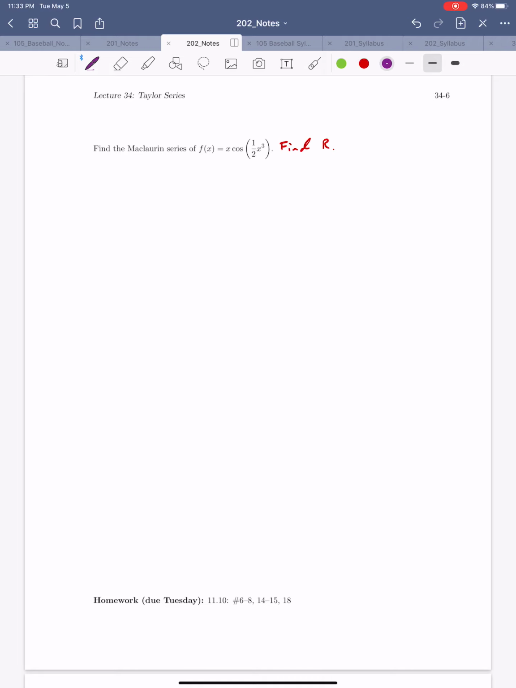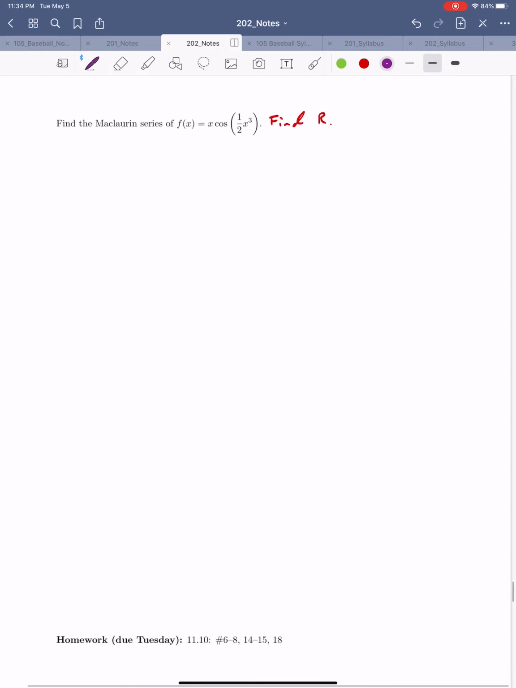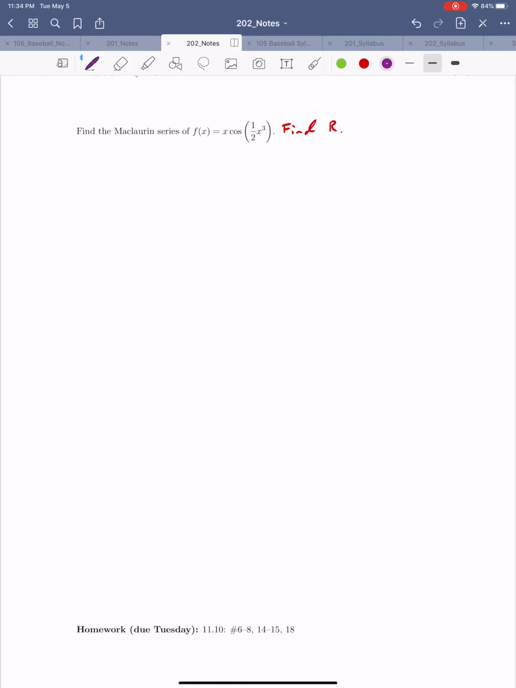Hey everyone. Even though I did this in class, I want to make a short little video where we solve this last Maclaurin series problem. We find the Maclaurin series of f of x equals x cosine of (1/2 x)^3, and we also find the radius of convergence.